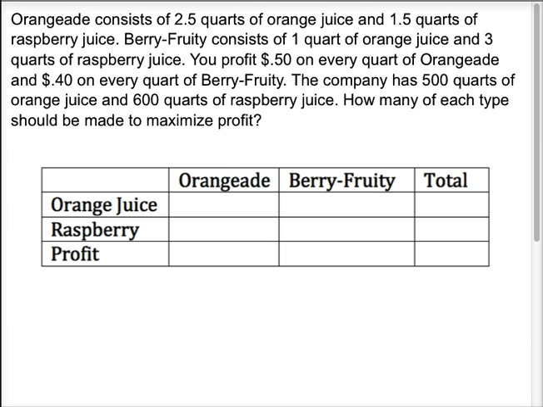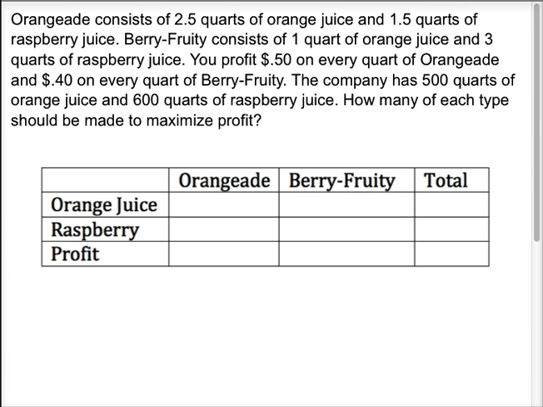All right, let's look at this one. Orangeade consists of 2.5 quarts of orange juice and 1.5 quarts of raspberry juice. Berry Fruity consists of 1 quart of orange juice and 3 quarts of raspberry juice. You profit 50 cents on every quart of Orangeade and 40 cents on every quart of Berry Fruity. The company has 500 quarts of orange juice and 600 quarts of raspberry juice. How many of each type should be made to maximize profit?